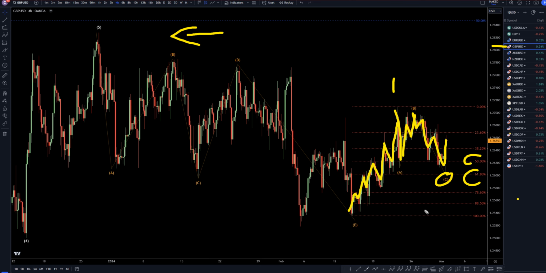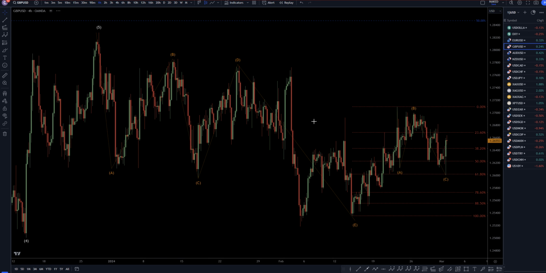I think it could be a 1. I think this could be a 2. I think there's a pretty good likelihood this is going to go up and make a wave 3, and that this right here really is the end of the correction, end of a big wave 2 on the daily time frame and up. So let's take a look at it on the 1 hour time frame.